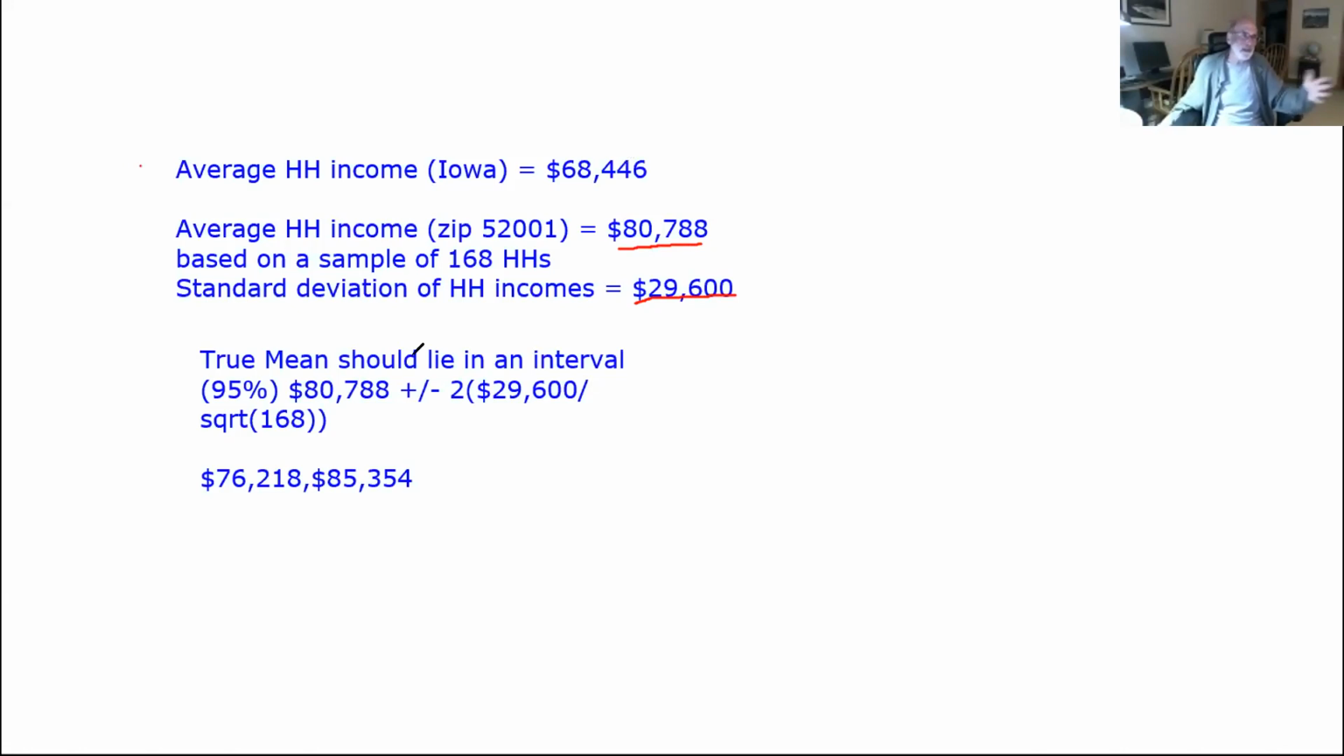So if the interval is wide enough that it includes 68,446, all you would say is, I don't have enough evidence to reject the hypothesis that if I had all the households in 52001, the average income would be the same as the rest of the state. I don't have enough evidence to reject it. I'm not saying that it's right. I'm just saying I don't have enough.